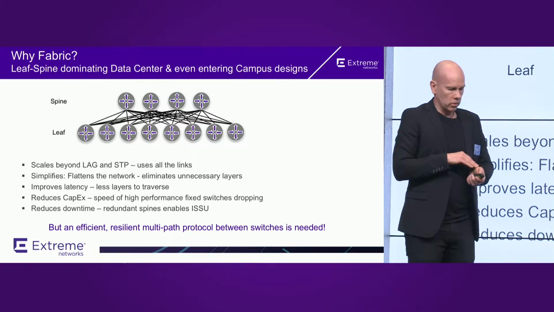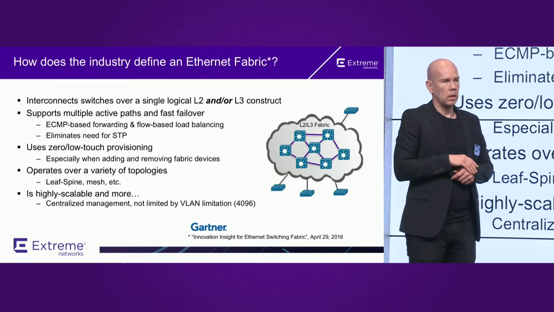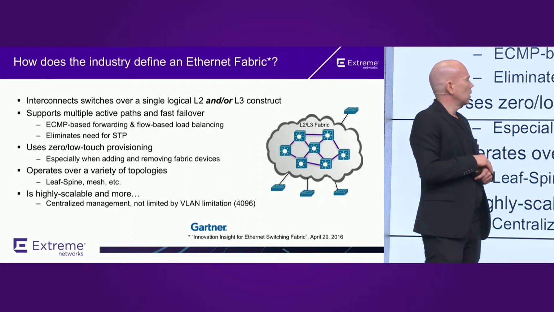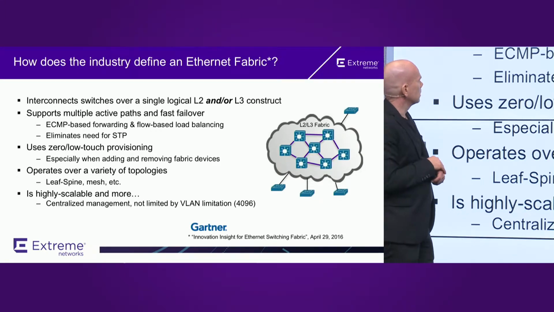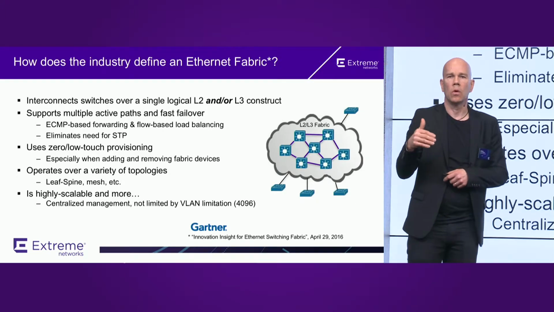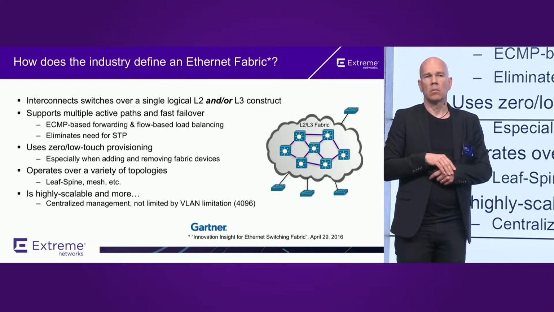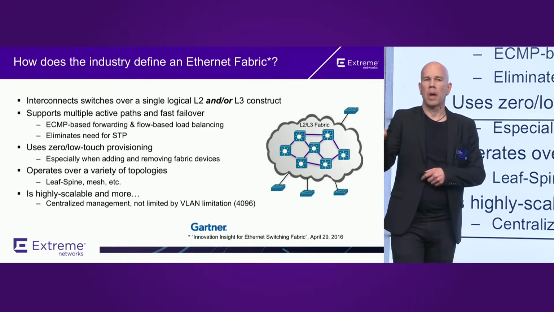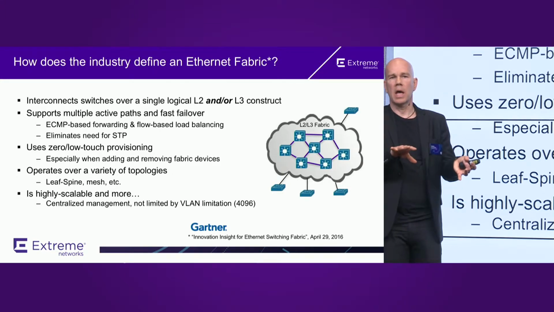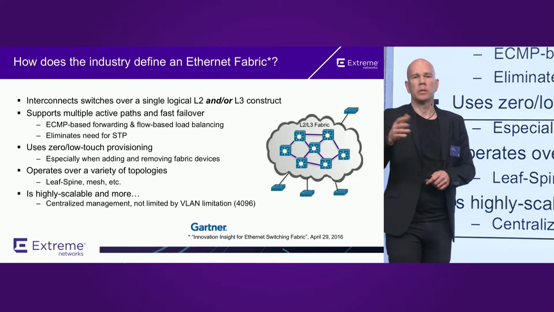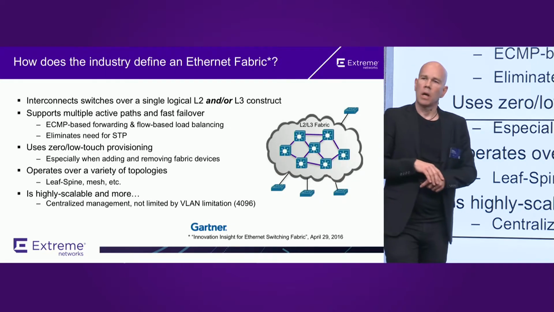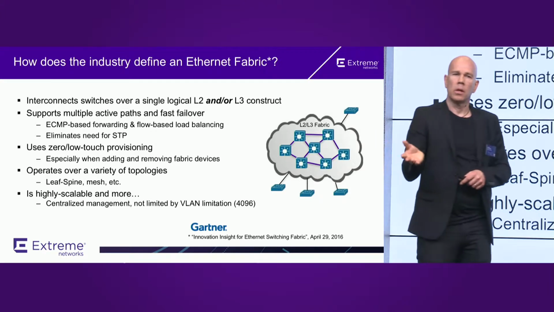Starting to look at what the analysts or the standards define as a fabric: if you read through this slide, it says it's an interconnect of switches over a single logical layer 2 or layer 3 domain. I walked you through layer 2 being the Trill path: you have a data plane being layer 2, and then you have ISIS underneath that. SPB, the same thing, which raises the question about scalability from a layer 2 point of view.